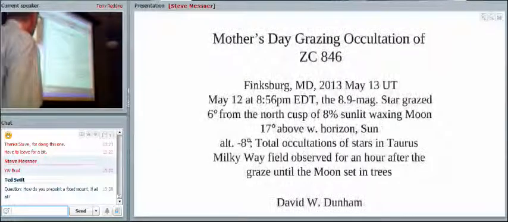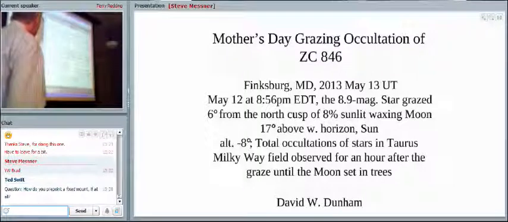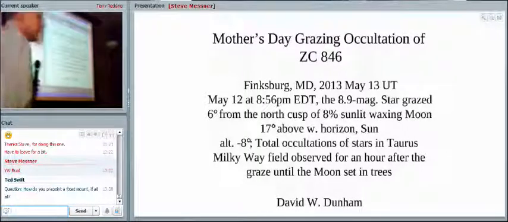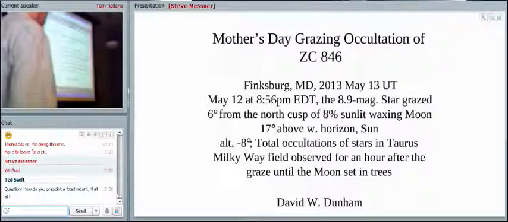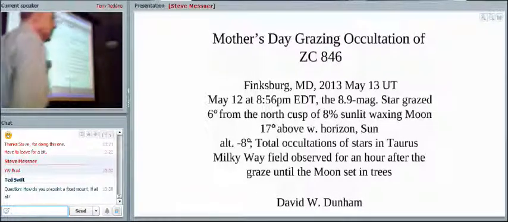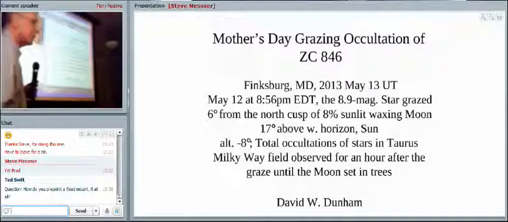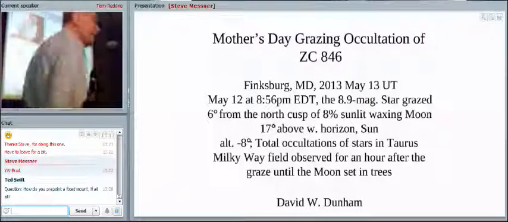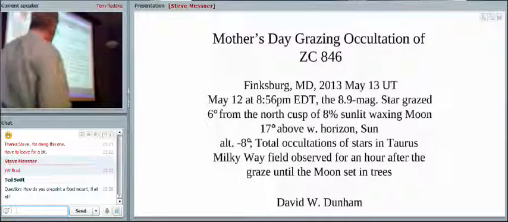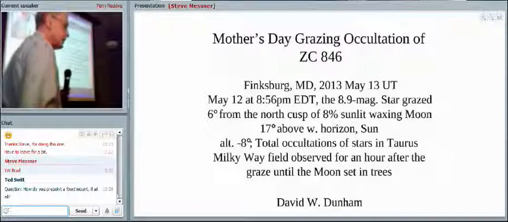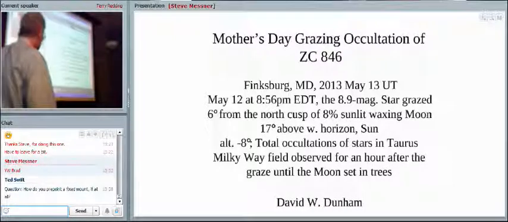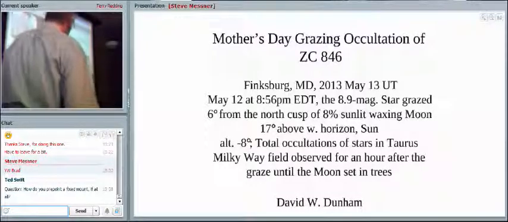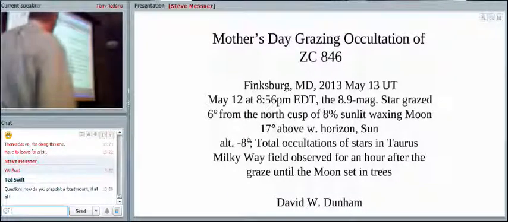Next slide. Okay, this was in May this year, a graze that occurred on Mother's Day evening. It was the 13th UT, but it was the 12th local time. And so, of course, everyone and his mother wanted to see their mother. So I managed to convince them to have dinner very early, and then I rushed up and observed this graze. Anyway, it was a thin crescent moon. Next slide.